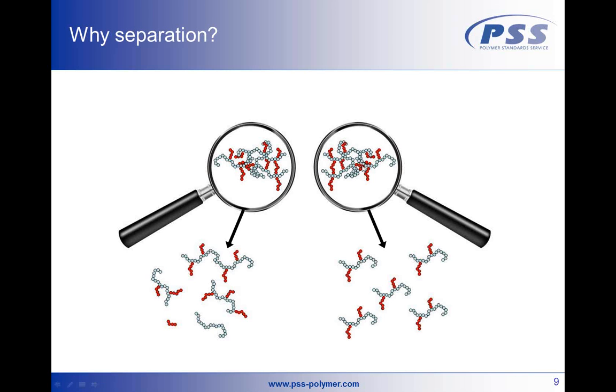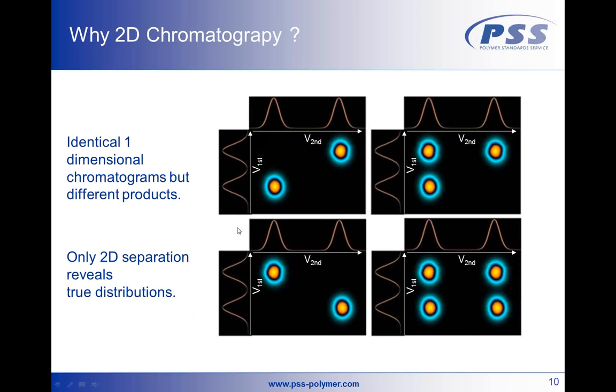But if we would like to have a deeper look, we have to separate the samples to find out all the tiny details in the samples. And you can ask, why should we use two-dimensional chromatography? Let us assume that we first do a separation like we did before. In the y-axis, we would do a separation, and we would see two peaks.